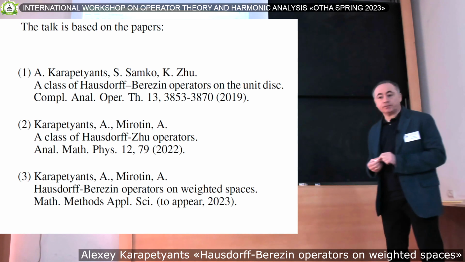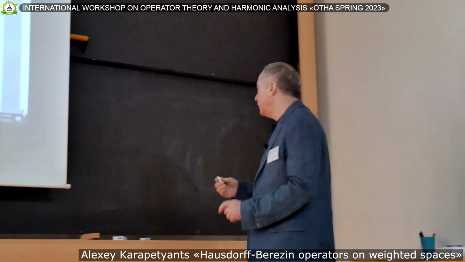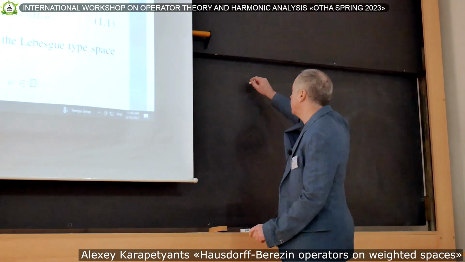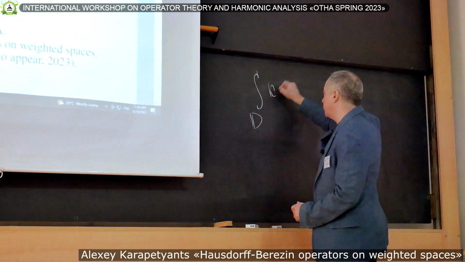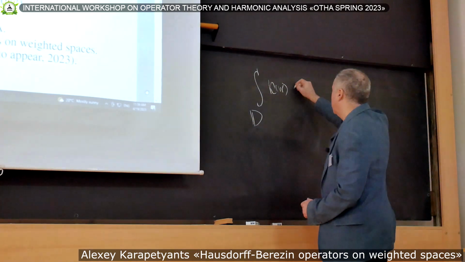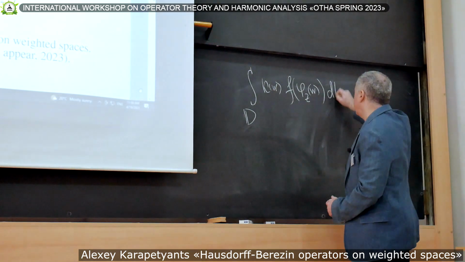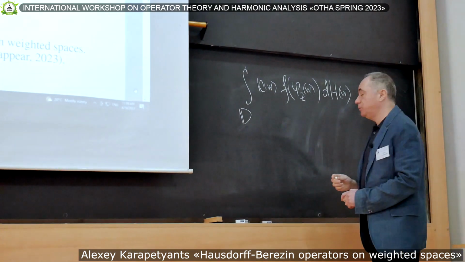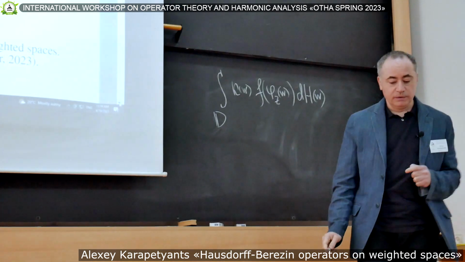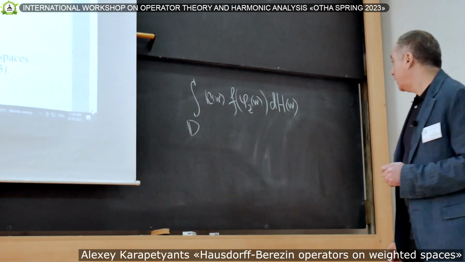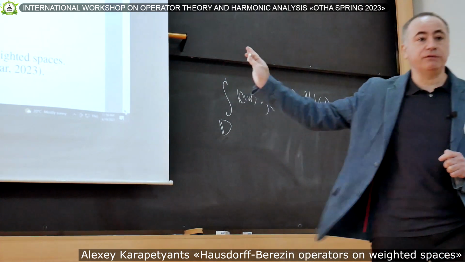We started to study operators of the following type. Integral over the disk, a certain kernel K(w), f(phi_z(w)) dh(w). This would be our model operator, where phi_z(w) is a Möbius transform, and dh is a Haar measure invariant with respect to the Möbius transform. Later I will give definitions of everything.